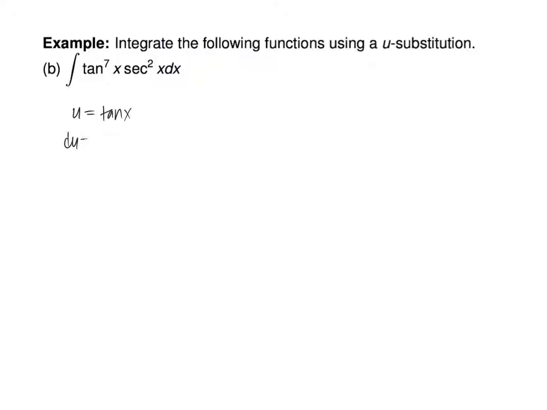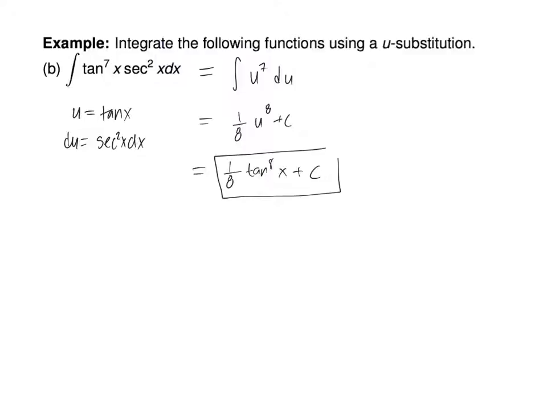The derivative of tangent is secant squared x. And so when you make that substitution, this becomes u to the 7th. Another baby integral, right? Easy one. So the antiderivative is 1/8 tan to the 8th x plus c. So that should have been stuff that you already know.